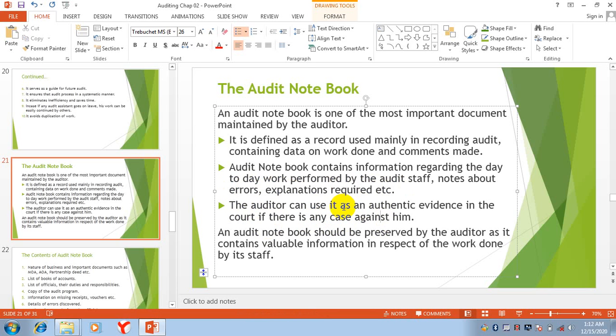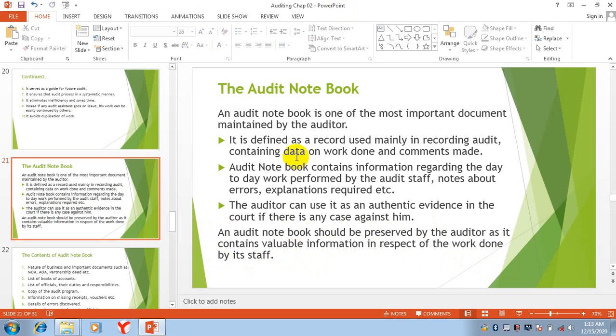This will be authentic evidence in the court if there is any case against the auditor. An audit notebook should be preserved by the auditor as it contains valuable information in respect of the work done by his staff. And keep in mind that the auditor will preserve this book. He will keep it with himself and he will not leak the information contained in this notebook.